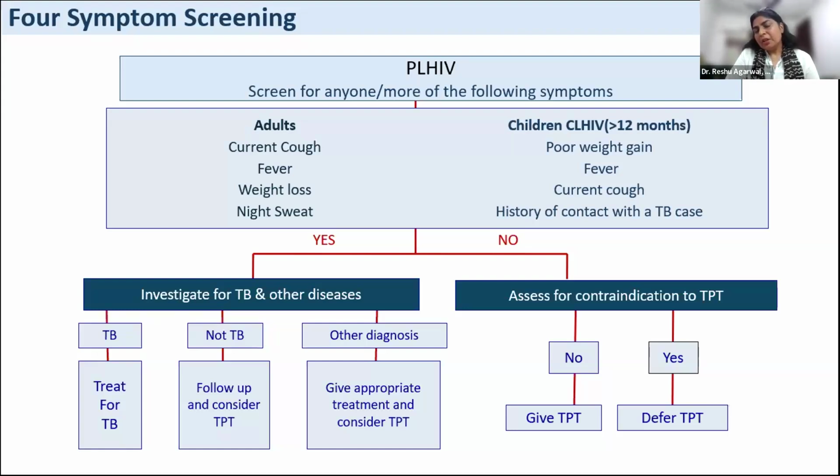TPT to these PLHIV, but then obviously we really want to understand that there should not be any contraindications to TPT, which we would be discussing in the next slide. But if these patients are having any of the 4 symptoms, then they should be properly evaluated for TB. So this becomes very critical that you refer them for proper evaluation of the TB, or you evaluate them for TB, and if they are found to be TB positive, then they should be put on appropriate treatment.